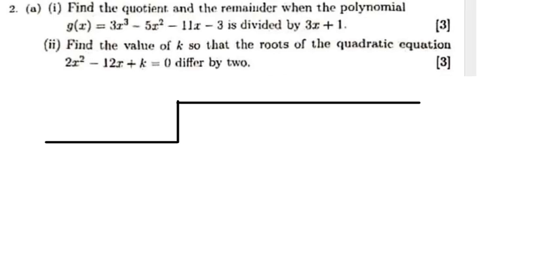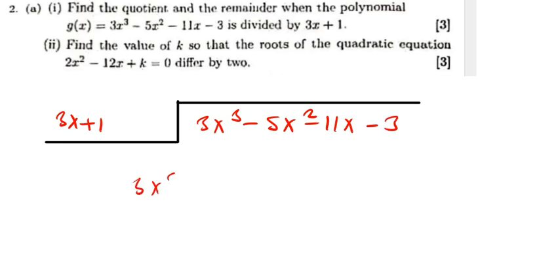The divisor will always be here, 3x plus 1. Then this guy, 3x to the power 3, minus 5x squared minus 11x minus 3. The degree of x should be reducing by 1: x to the power 3, x to the power 2, x, then no x. Yes, that one is okay. You get right?